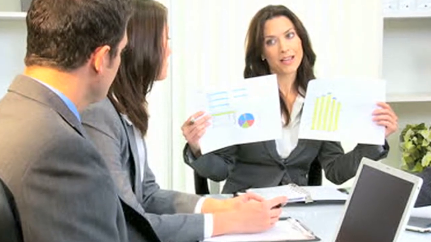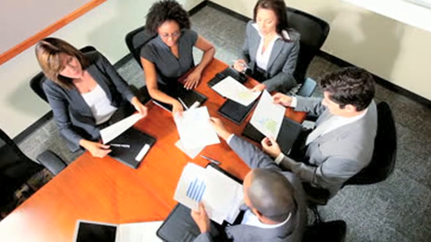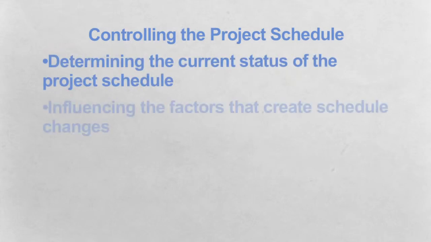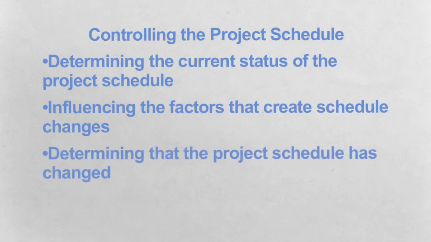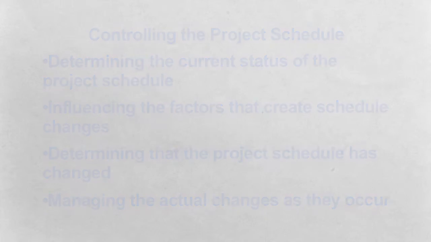Controlling the project schedule is the process of monitoring the status of the project to update the project's progress and manage changes to the schedule baseline. This includes the following: determining the current status of the project schedule, influencing the factors that create schedule changes, determining that the project schedule has changed, and managing the actual changes as they occur. Performance reviews measure, compare and analyze schedule performance such as actual start and finish dates, percent complete, and remaining duration for work in progress.